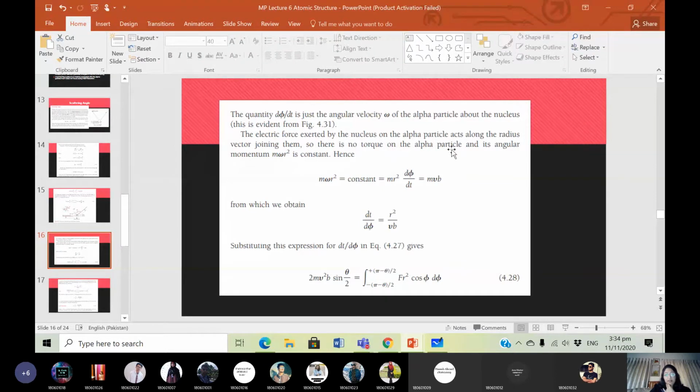So if there's no torque on the alpha particle, then in analogy to non-rotational motion, its angular momentum is constant. If we look at the analogy, no force on the alpha particle means its momentum would be constant, right? There's no rate of change of angular momentum. There's no rate of change of momentum. So in an analogous situation in rotational motion, if there's no torque on an alpha particle, that means its angular momentum is constant. Does everyone know this?